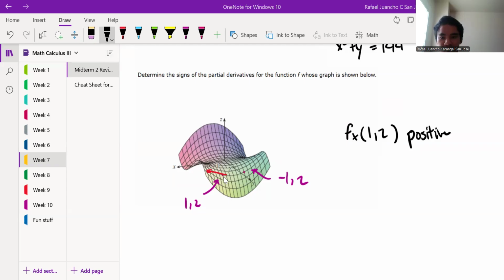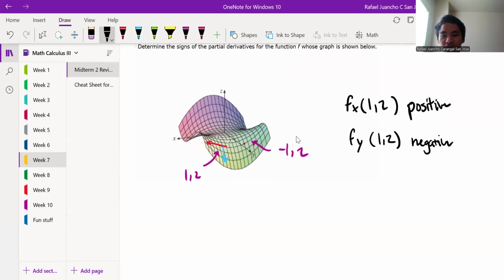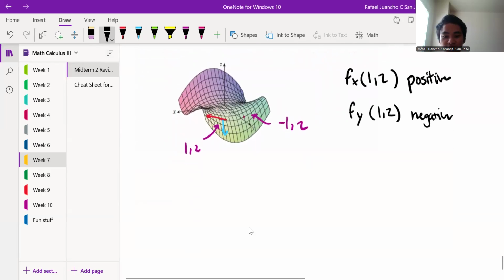F sub y. As we're moving in the positive y direction here, we're actually going down, if you can see. So this is negative because it has a negative derivative, negative slope, right? We're going down here. Here we're going up, here we're going down. Okay, so it's stuff like that.